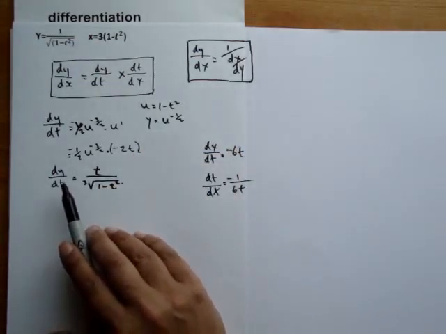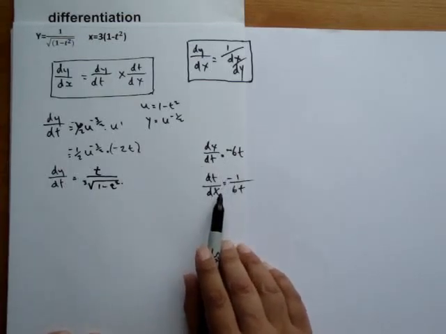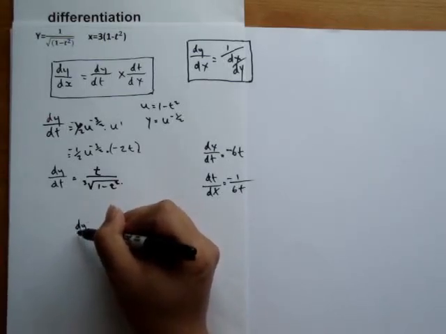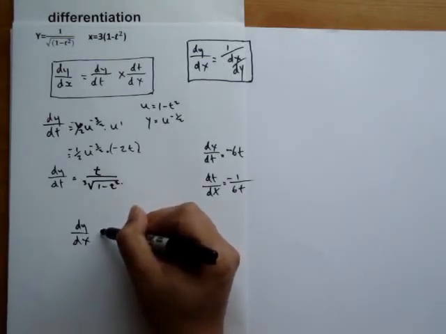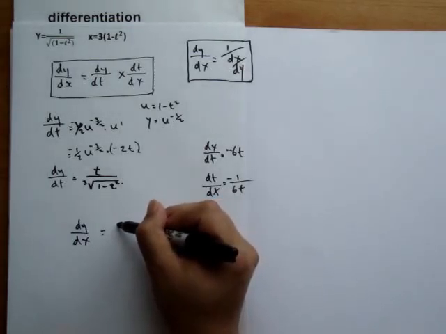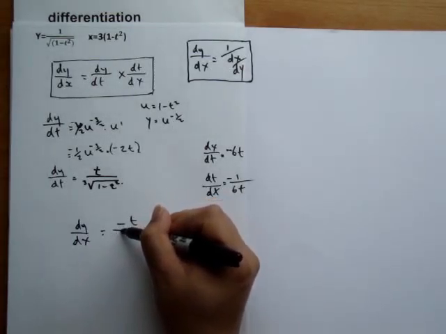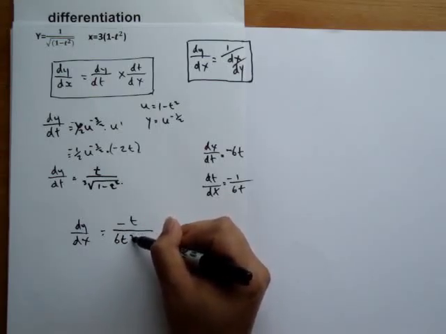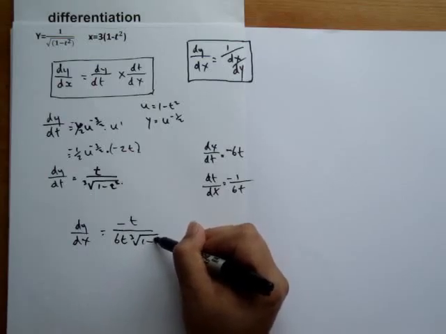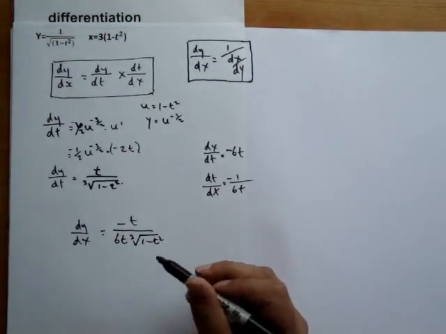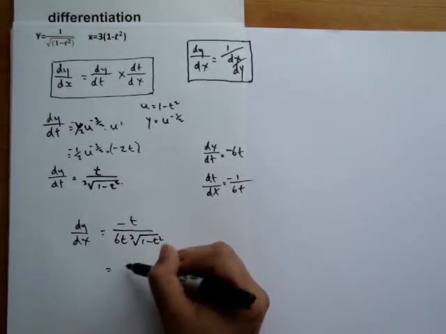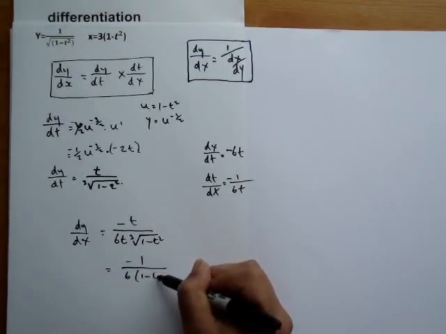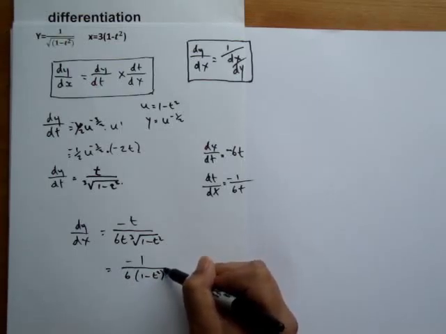Now we multiply the dy by dt by the dt by dx, and what do we get? We get dy by dx is minus t over 6t times the cube root of 1 minus t squared, and if we tidy that up, that becomes minus 1 over 6 times 1 minus t squared to the 3 over 2.